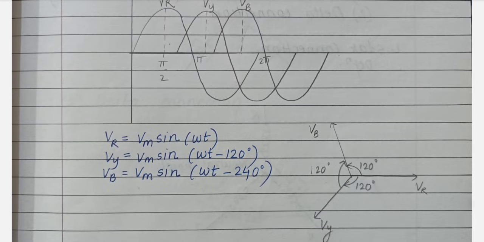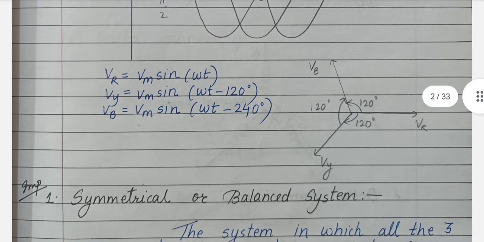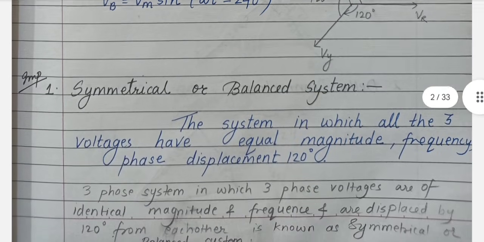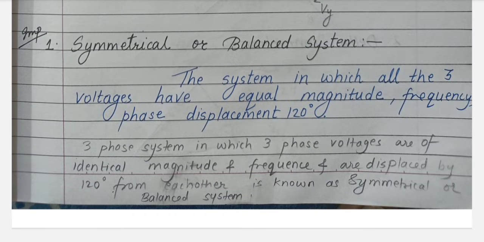Otherwise you can see that there is 120 degrees phase difference in the waveform, okay. So this is your generation of three phase voltage. Then the very important part of this unit is that you have to learn some of the definitions, and I would say that you have to understand some of these definitions.